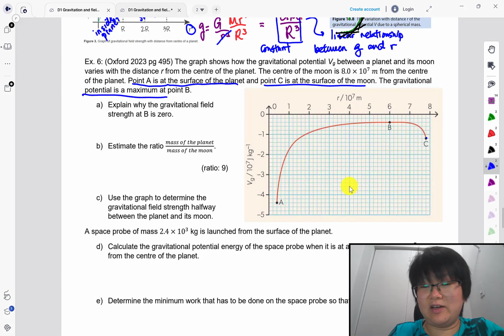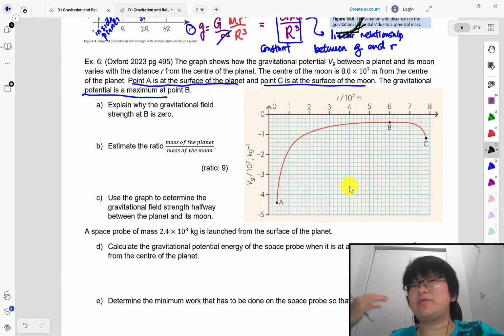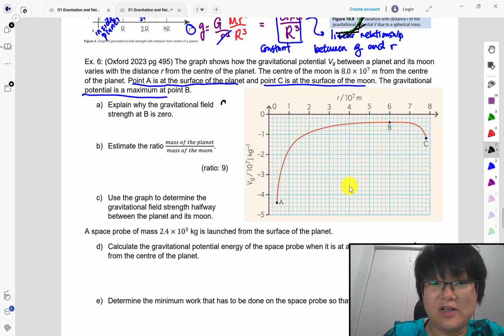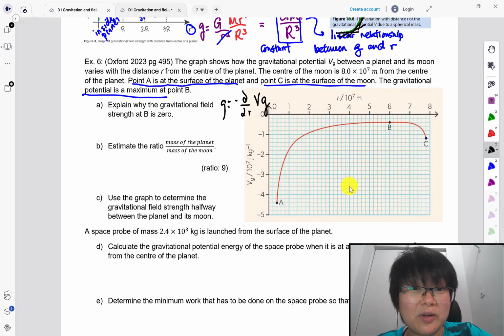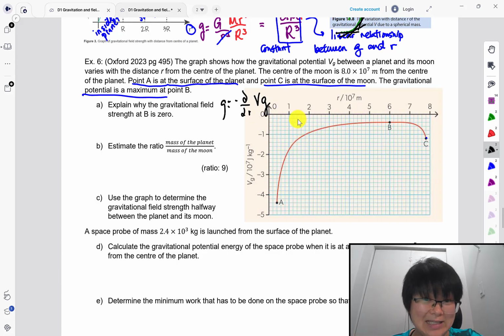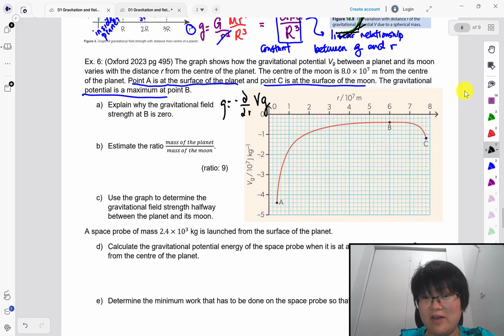If we go to the definition of gravitational field with respect to gravitational potential, we know that it is the negative derivative of your gravitational potential, or the slope on a gravitational potential graph with respect to space. When the field is 0, it means that the gradient of the slope has to be 0. If we take a look at B, that is pretty close. You have a slope of relatively 0 here. So you can write that here.